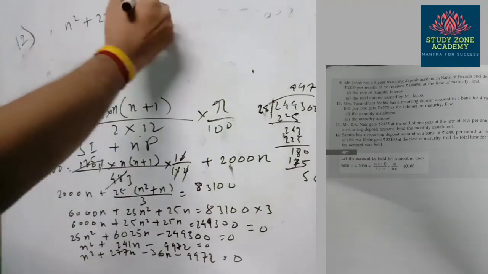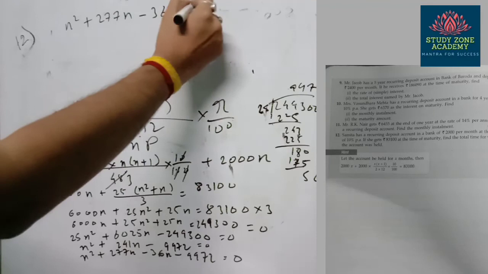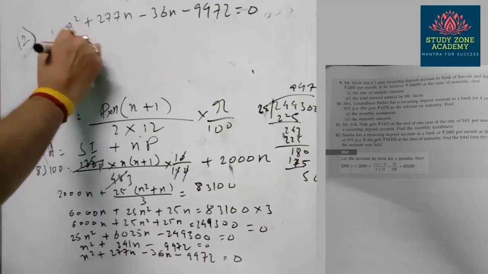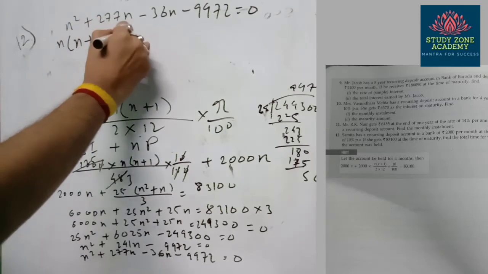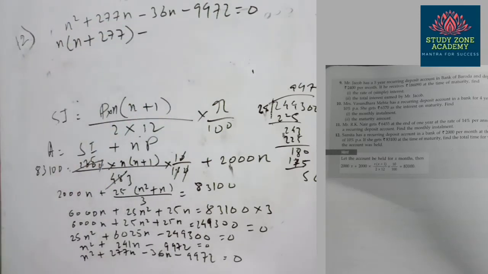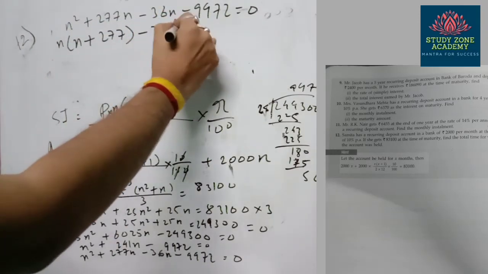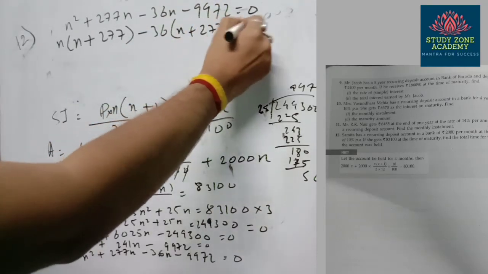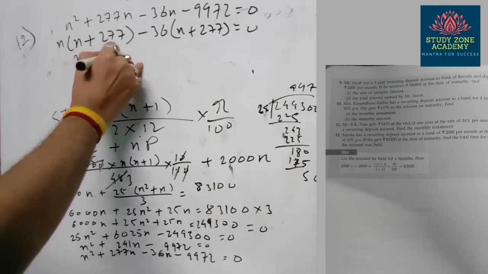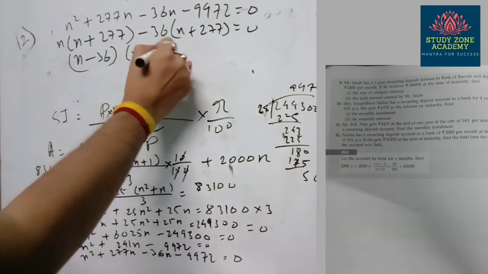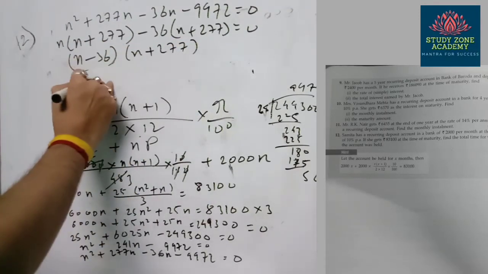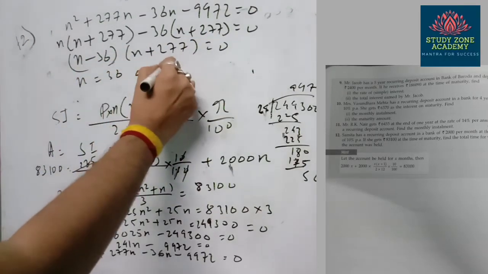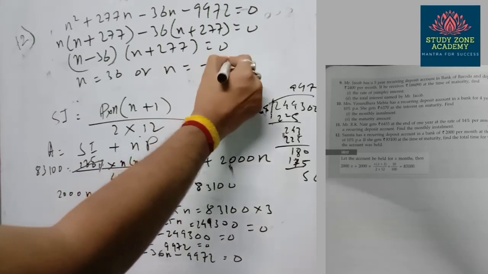I'm continuing from here. Let us take n common. 36 plus 277. So we are getting n minus 36 and n plus 277. So either n is going to be 36 or n is going to be minus 277.